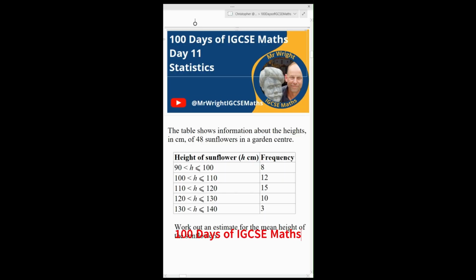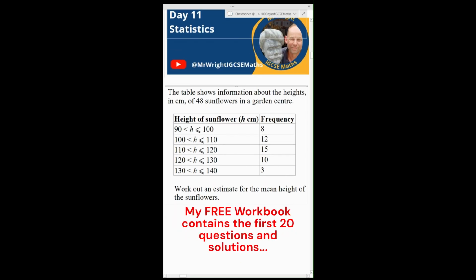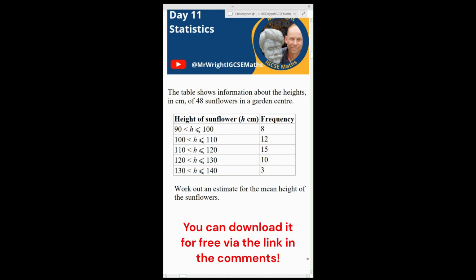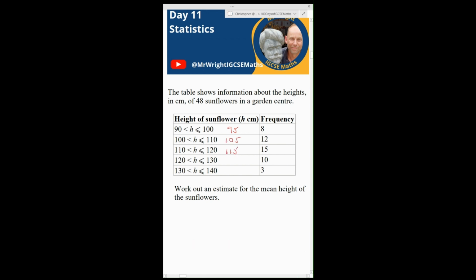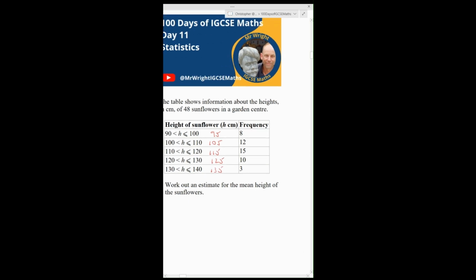And now's your chance to pause. Right, I'm going to mid-mad this. I'm going to find the midpoints, then I'm going to multiply, add, and divide. So the midpoints, 125, 135, multiply 95 times 8, 105 times 12, and so on. Then I'm going to add and divide, mid-mad.